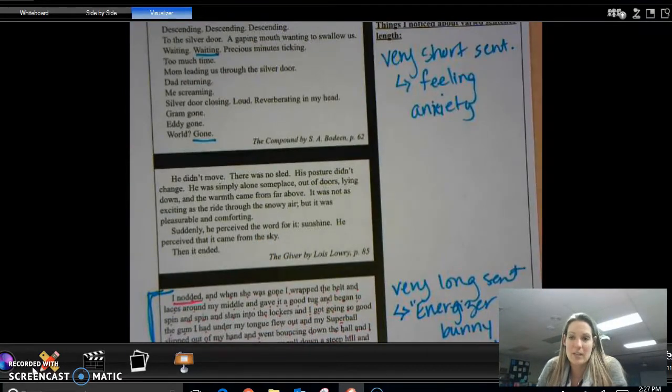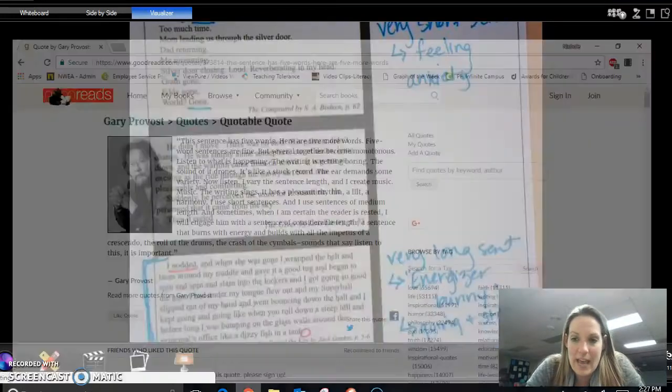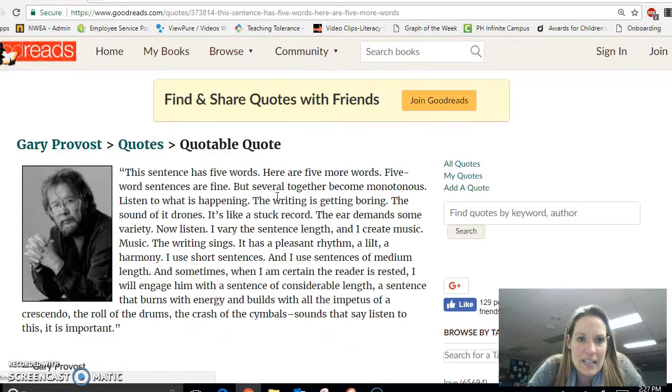It is a fragment. But again, it's that word intentional, on purpose. So taking a look at this. What I want to show you next is this poem right here. And it says, this sentence has 5 words. Here are 5 more words. 5-word sentences are fine, but several together become monotonous.